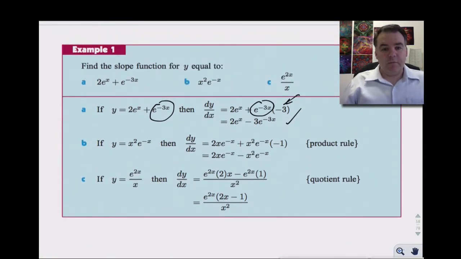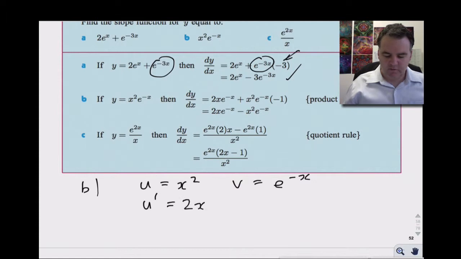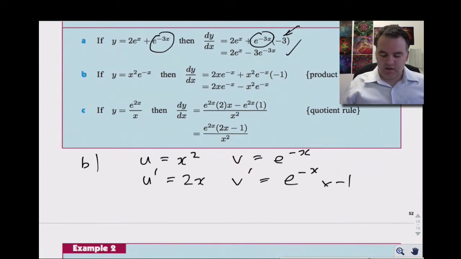The derivative of x squared e to the minus x. Now we're going to use the product rule. If I do part b in a little bit more detail, I'm going to say u is x squared, and v is e to the minus x. So u dash is 2x. Now, the derivative of e to the minus x is e to the minus x, so we always just write down whatever the question is, times negative 1. The derivative of negative x is negative 1, so we could write v dash as negative e to the minus x.